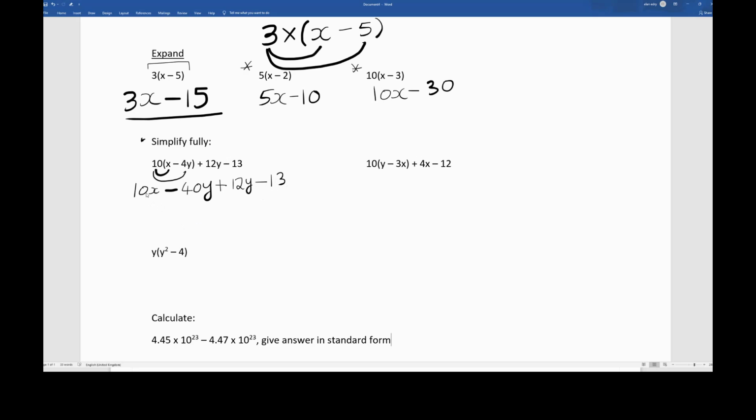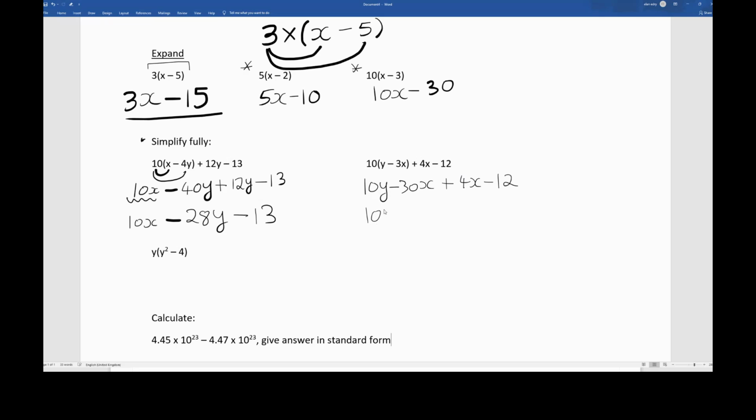So you would need to collect like terms. We know 10x is just 10x. Minus 40y plus 12y. What's minus 40 plus 12 going to be? If you imagine 40 take away 12, that would be 28. So that's minus 28y. And then you're taking away 13. And then the next one, you've got 10y, take away 30x, plus 4x, take away 12.